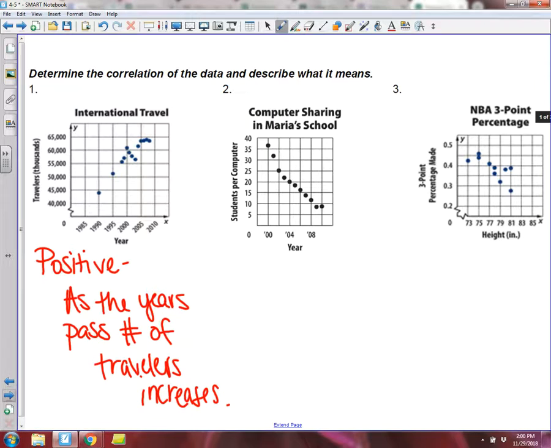Number 2, positive, negative, or none? Negative. Describe it to me in this context. What's across the x's? So as years pass, students per computer decrease.